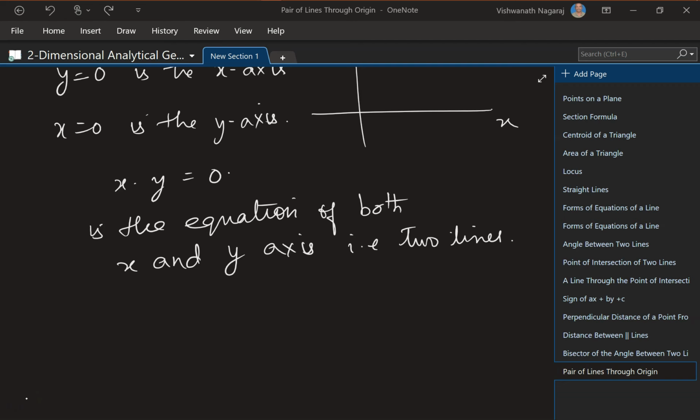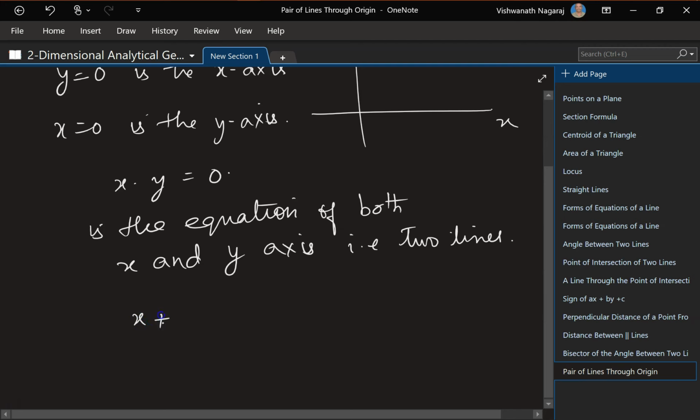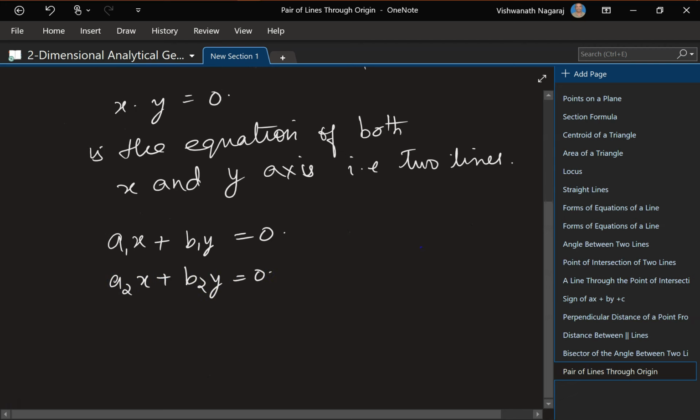Let's look at the equation of a line. Let's say a1x plus b1y equal to 0. Now here there is no constant term, that is the y-intercept is 0. That means this line is going to pass through the origin. Similarly, a2x plus b2y equal to 0. That means we can combine them now, again using the same logic.